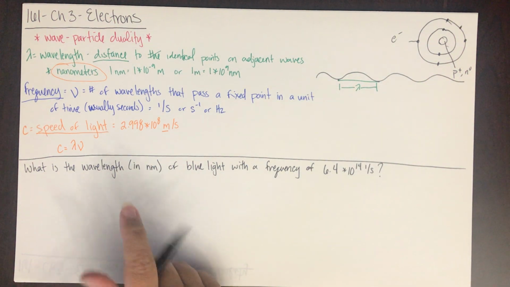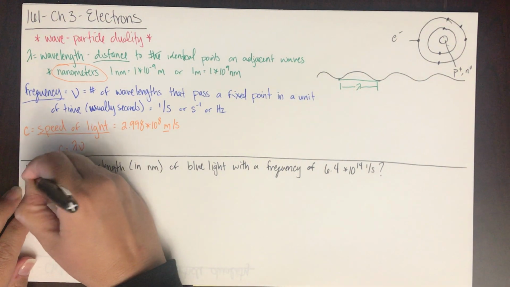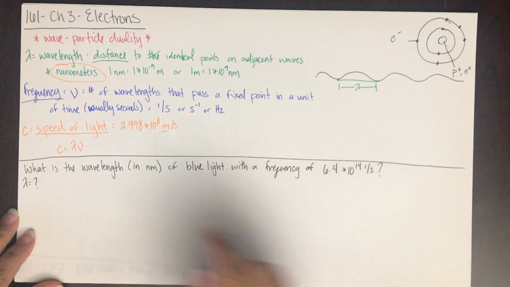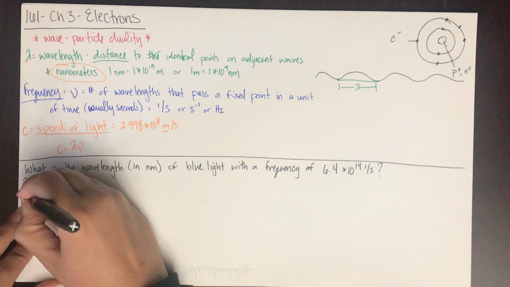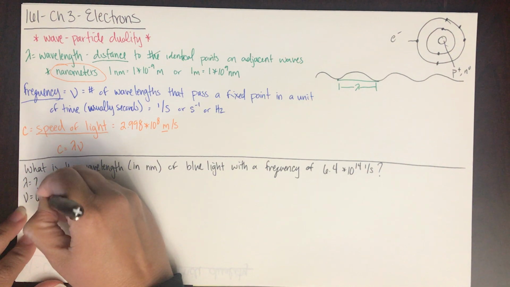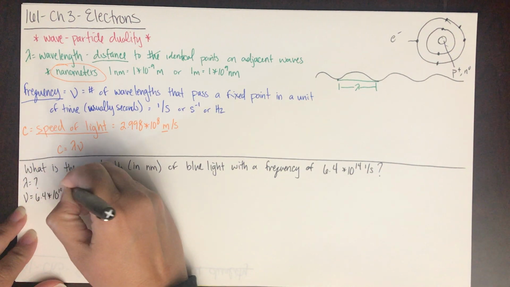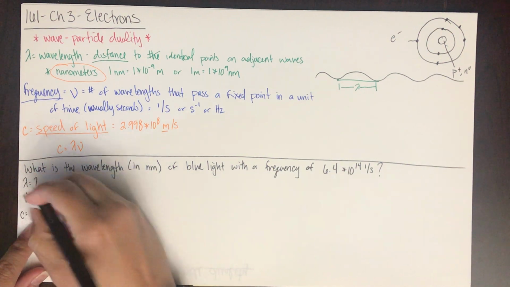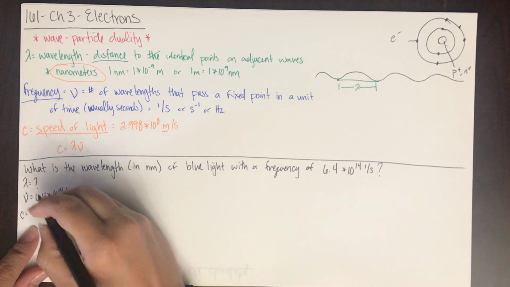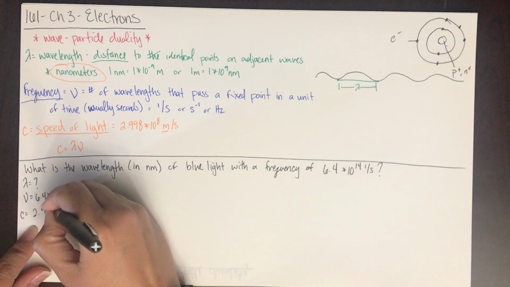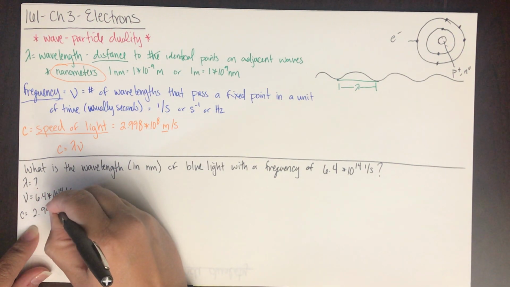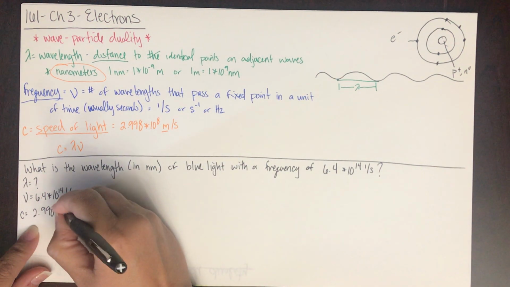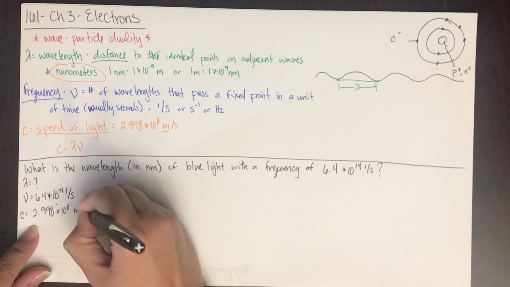So we're solving for wavelength. We're given the frequency. And we know the speed of light, C, is 2.998 times 10 to the 8th meters per second.